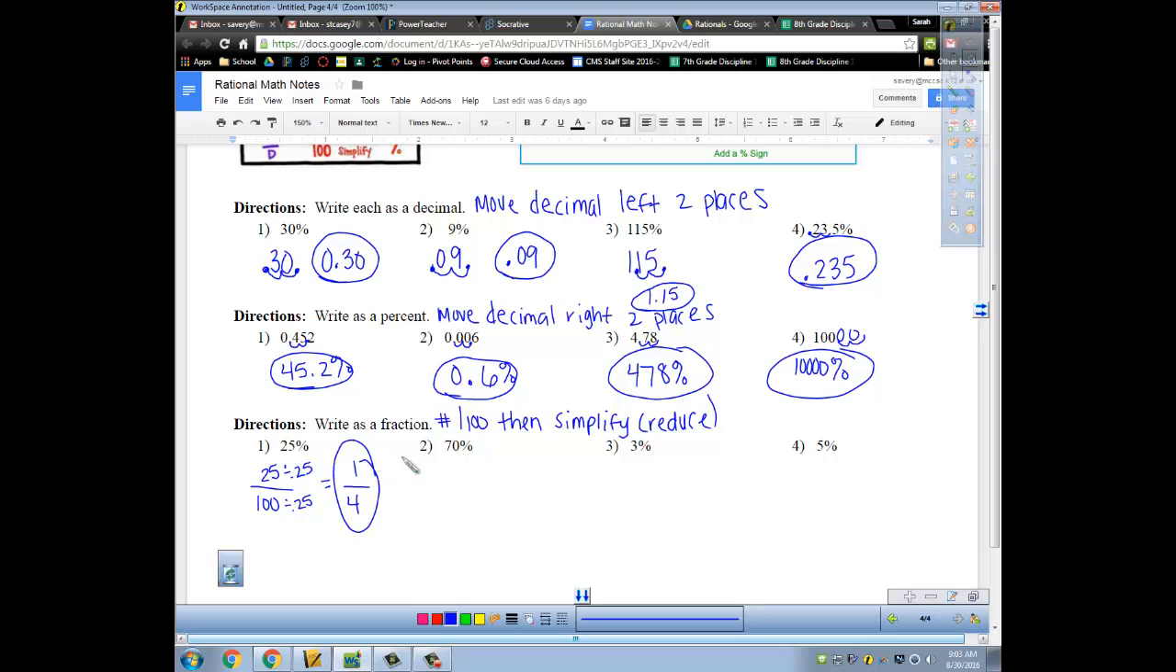If you didn't know that you could do 25 immediately, start with 5 and then work your way up, since the numerator ends in 5 and the denominator ends in 0. Number 2, we have 70 over 100. We can divide both of those by 10 to get 7 over 10. Number 3, put 3 over 100, so always over 100 when it's a percent, and we can't reduce that, so that one's done. Number 4, 5 over 100. So I can divide both numbers by 5 to get 1 over 20.